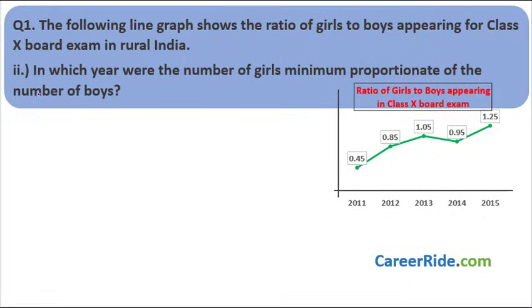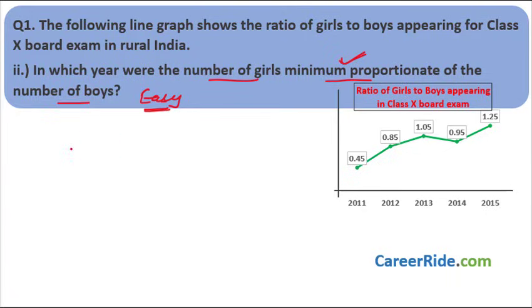Okay, now coming to the second part of this line graph question, and it says, in which year was the number of girls minimum proportionate to the number of boys? Now again, a very easy question that you don't even need to solve. You don't have to do any calculations here. You can just mark the right option by looking at the graph if you know what is being asked in the question. And what is asked is the minimum proportionate. So you have to know the right meaning of this phrase, minimum proportionate.